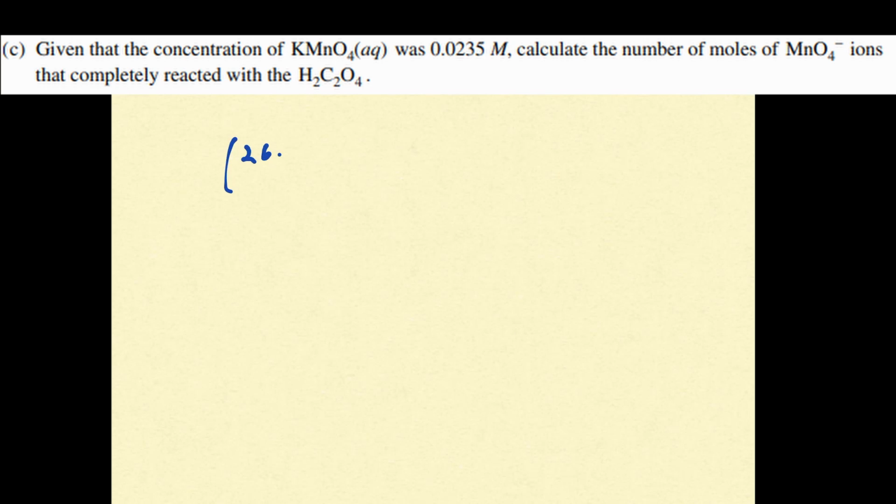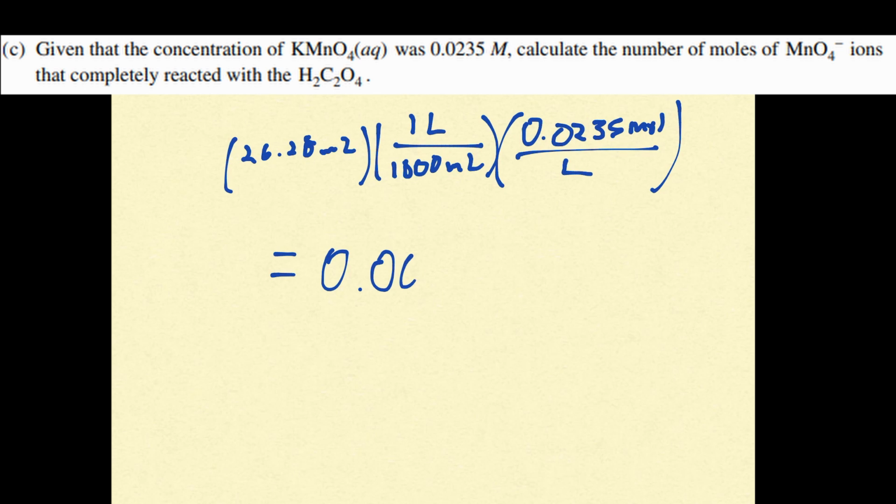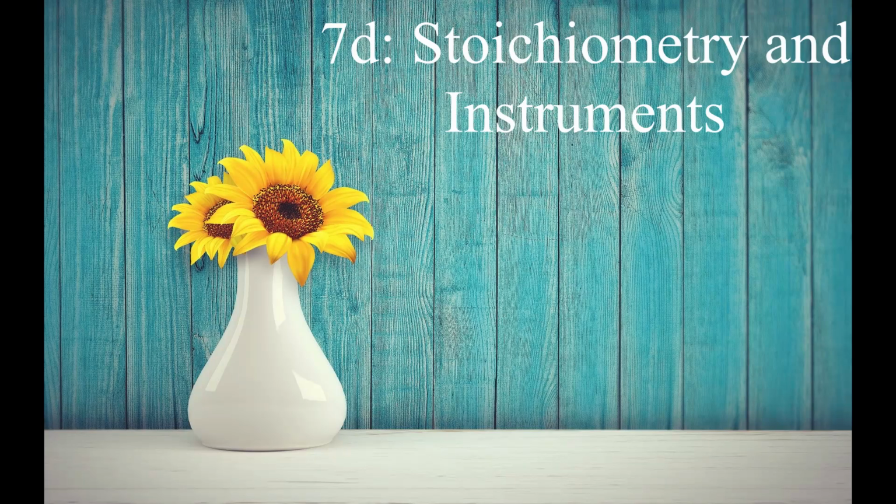For this question, we simply take our milliliters from the previous answer, divide it by 1000 to get liters, and multiply by the molarity to get 0.000616 moles of permanganate ions. Remember that since there is only 1 permanganate ion per potassium permanganate compound, we don't have to worry about any weird ratios.